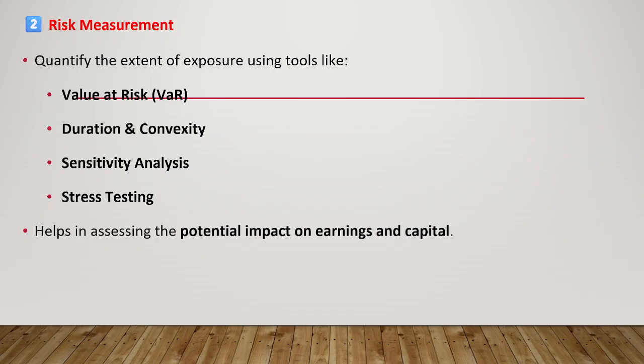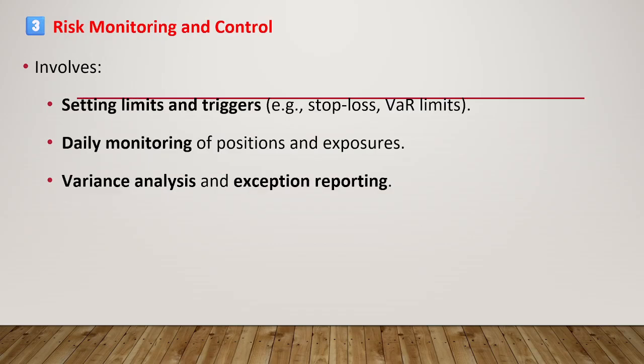How is risk monitored and controlled on a daily basis? Risk measurement isn't enough. It has to be continuously monitored and controlled. This involves setting limits and triggers, such as stop-loss levels or maximum value at risk levels. Positions and exposures are tracked daily. Any exceptions, like a breach in limits, must be reported and analyzed. This is often referred to as exception reporting and variance analysis. It ensures discipline and quick reaction to emerging risks.